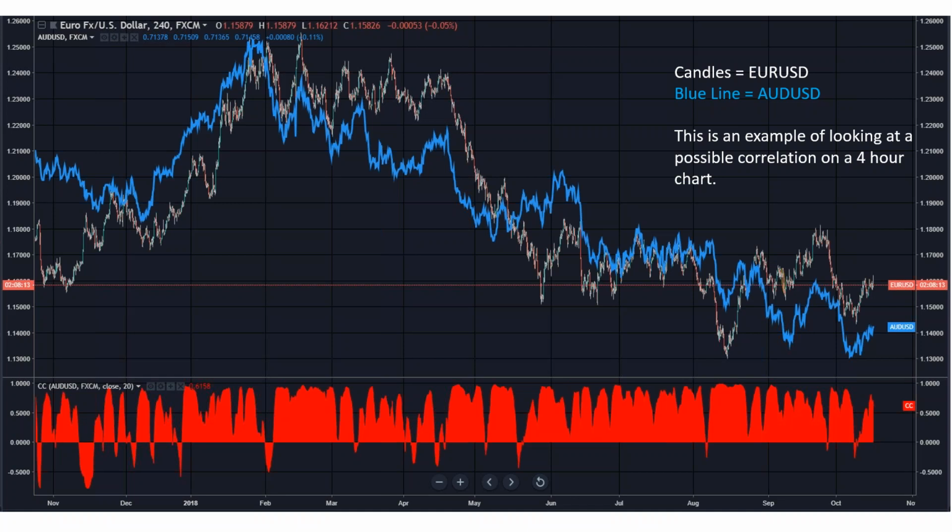It's a good way to start to get the hang of trading based on correlations, just using a couple of different dollar pairs. So this is an example on a 4-hour chart. Again, it holds up pretty well.